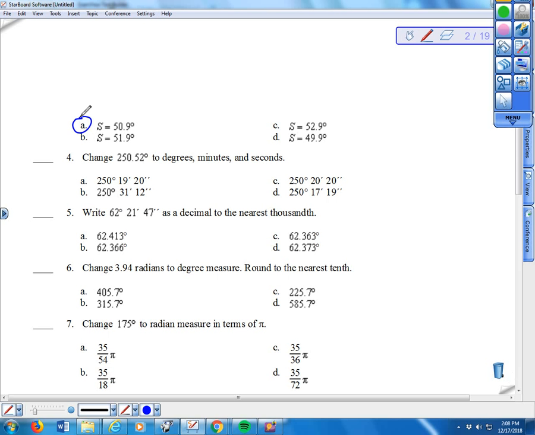Change 250.52 to degrees, minutes, and seconds. Well, 250 is your degree. 0.52, I take 52 divided by 60 is 8.8. Is that right? I have to remember how to do minutes to degrees. 52 times 60. That sounds about right. I get 31.2. So it's 31. And then 0.2 times 60 again. 12.